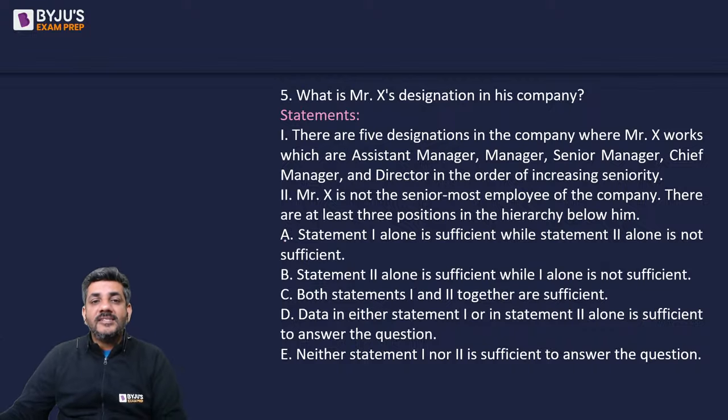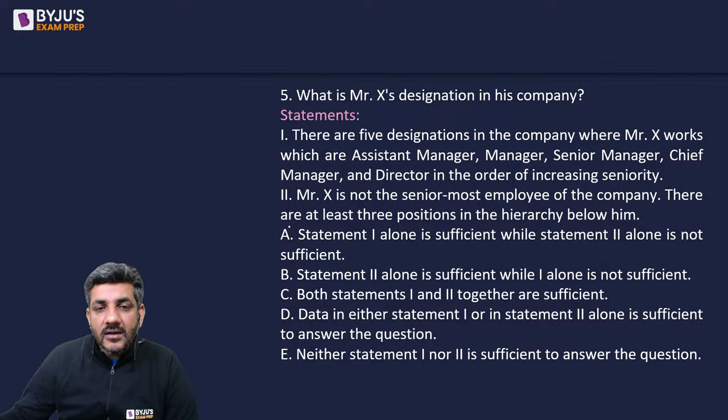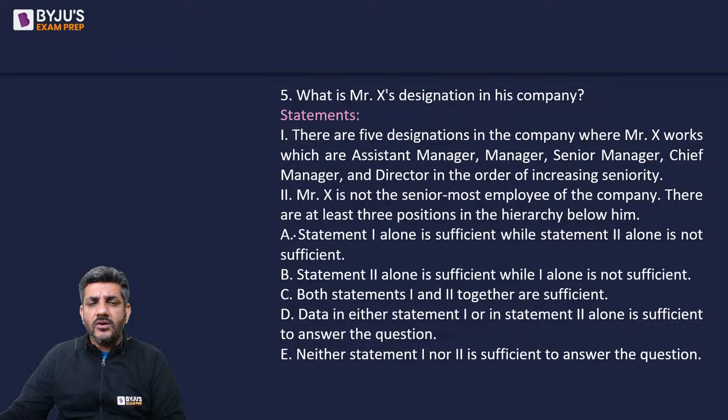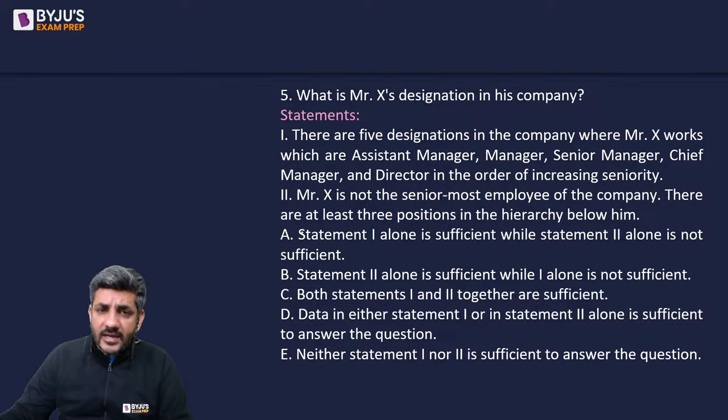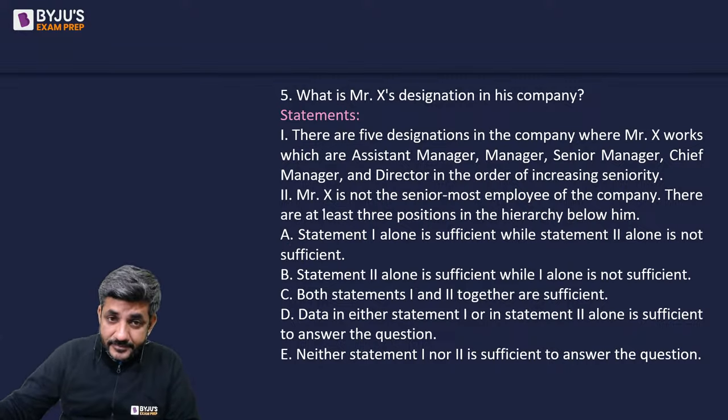So we have to find X's designation. There are 5 designations in the company where Mr. X works, which are AM, M, Senior Manager, Chief Manager, and Director in the order of increasing seniority. तो of course इससे तो पता नहीं लगेगा. Second पे आ जाते हैं.